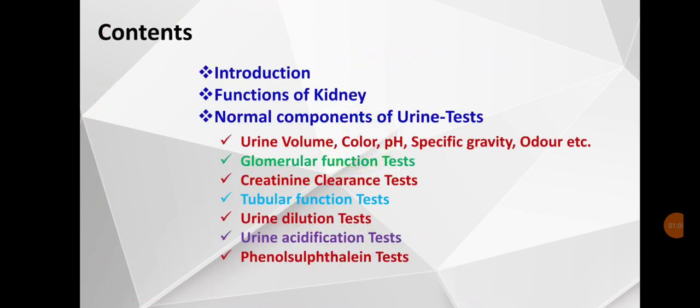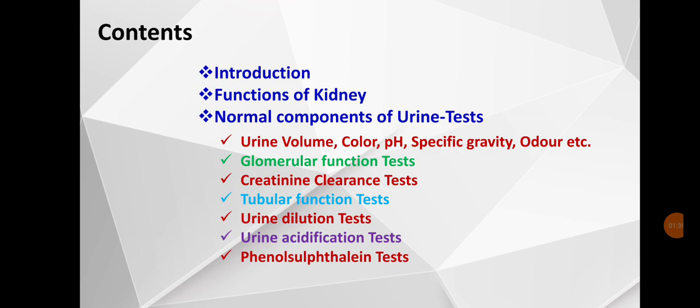In our classes, these are the contents listed here. First, we need to know the renal function test, the introduction. Then, what are the main functions the kidney is actually doing? Third, what are the components in the urine test, like urine volume, color, pH, and specific gravity. Then the odor also.